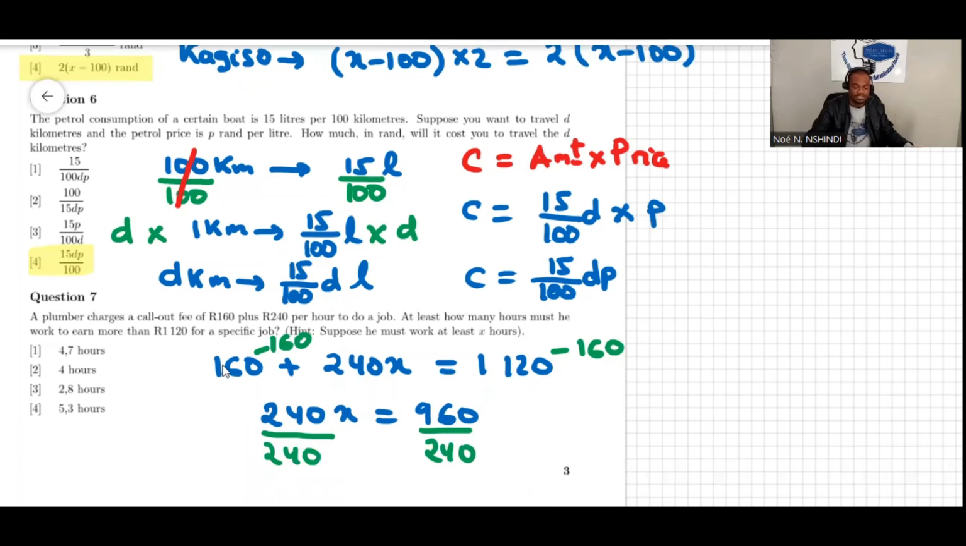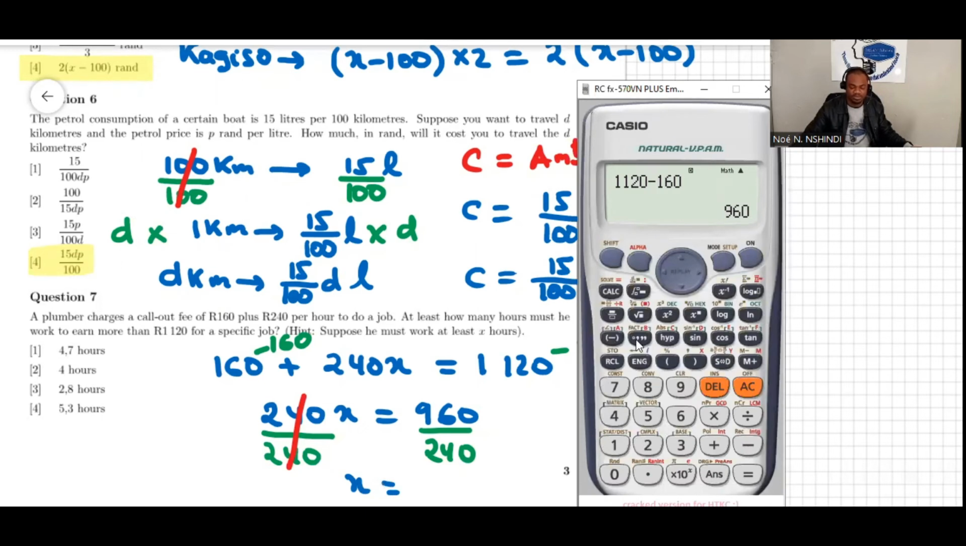So 160 here was a positive number. I minus 160 there. Okay, 240 times X here, I must divide by 240 both sides because this will cancel out, and then I'm left with X will be equal to 960 divided by 240. This is equal to 4, but let's check it out.